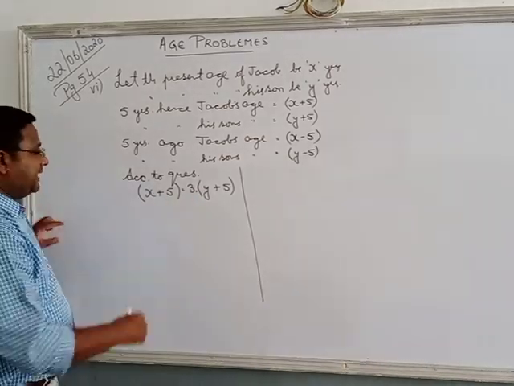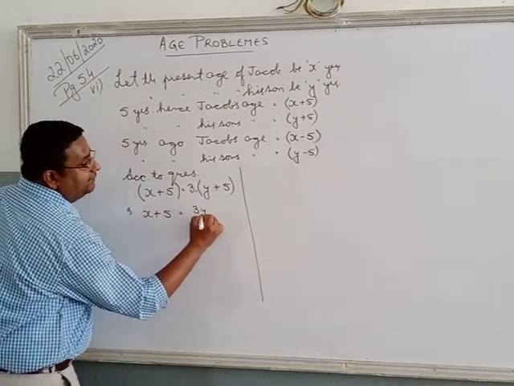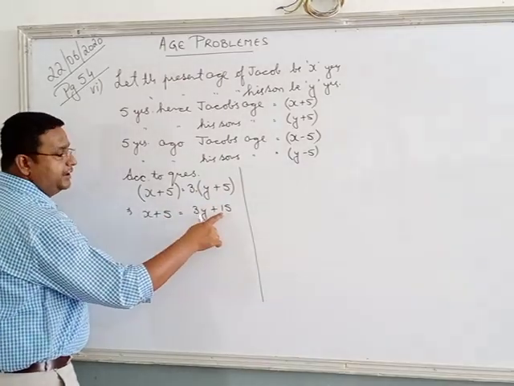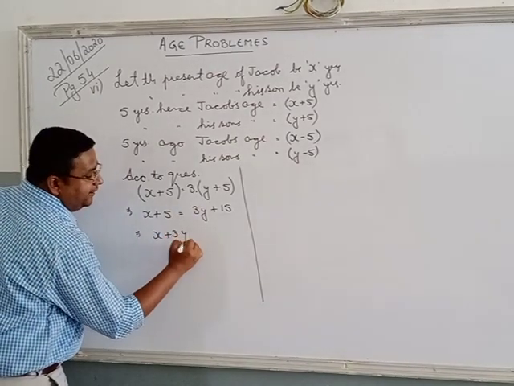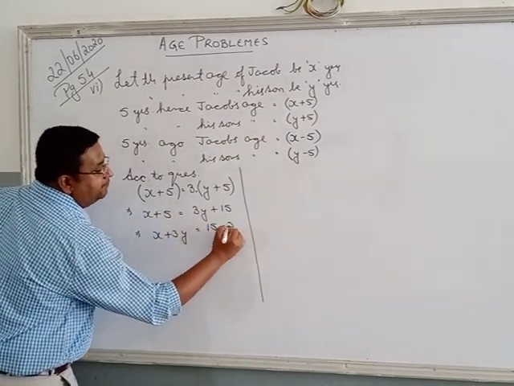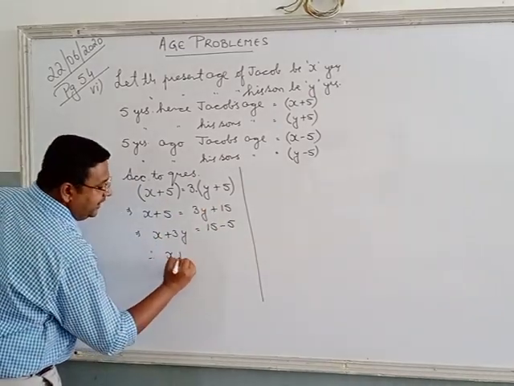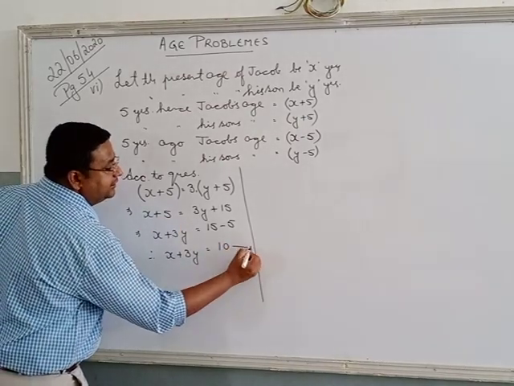Correct? Open the bracket. X plus 5 is equal to 3y plus 15. 3 into y comes back. Bring 3y over here. 5 on the left side. X minus 3y is equal to 15 minus 5. Plus 5 comes over here as minus 5. So first equation, x minus 3y is equal to 10. Equation number 1.